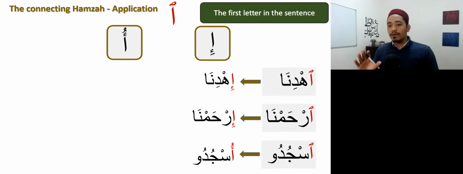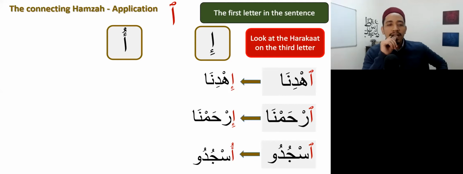So how do we know? Is there some clue in the word that tells us whether that connecting hamza should be I or U? We know it's either I or U because of the first letter of the sentence. How do we know? So now this is it, so take note of this. The secret is to look at the harakat on the third letter.